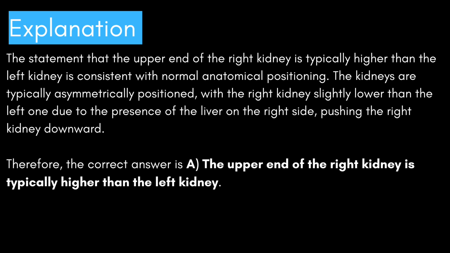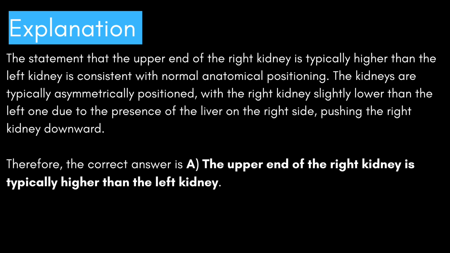The kidneys are typically asymmetrically positioned, with the right kidney slightly lower than the left one due to the presence of the liver on the right side, pushing the right kidney downward. Therefore, the correct answer is A. The upper end of the right kidney is typically higher than the left kidney.